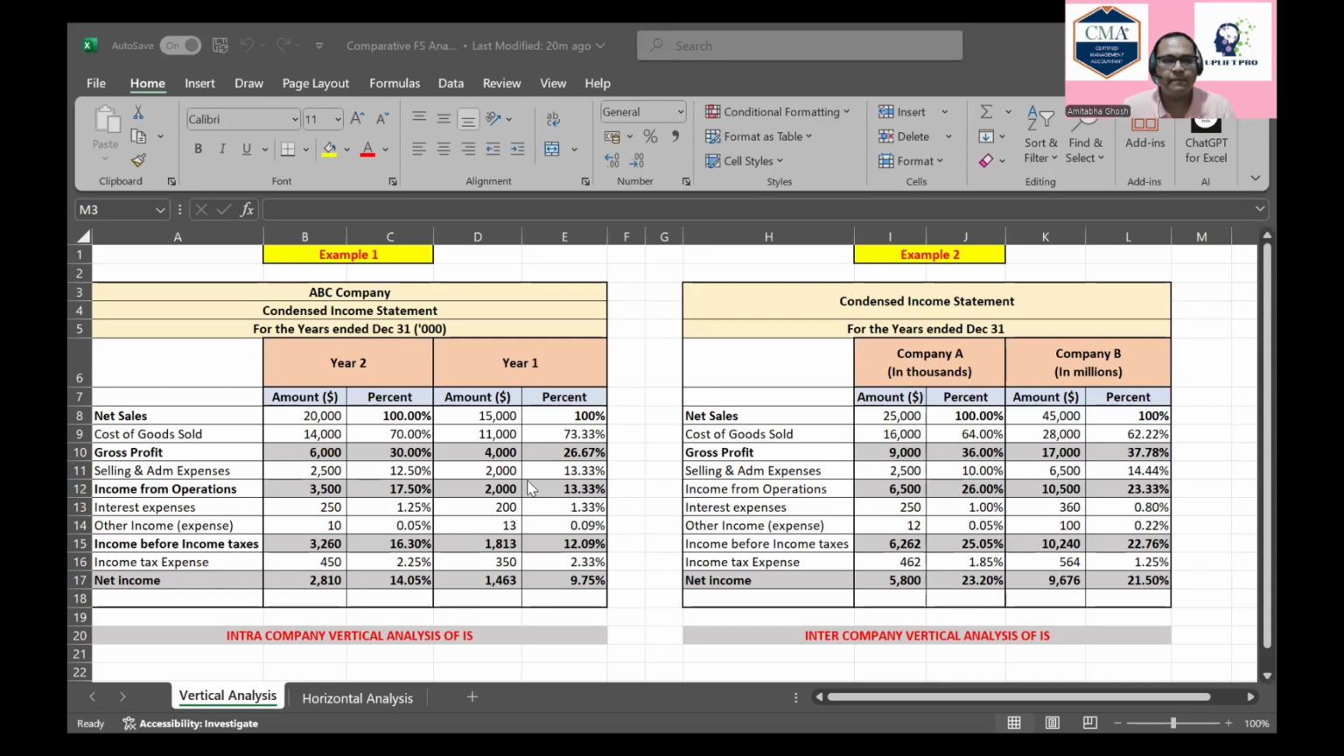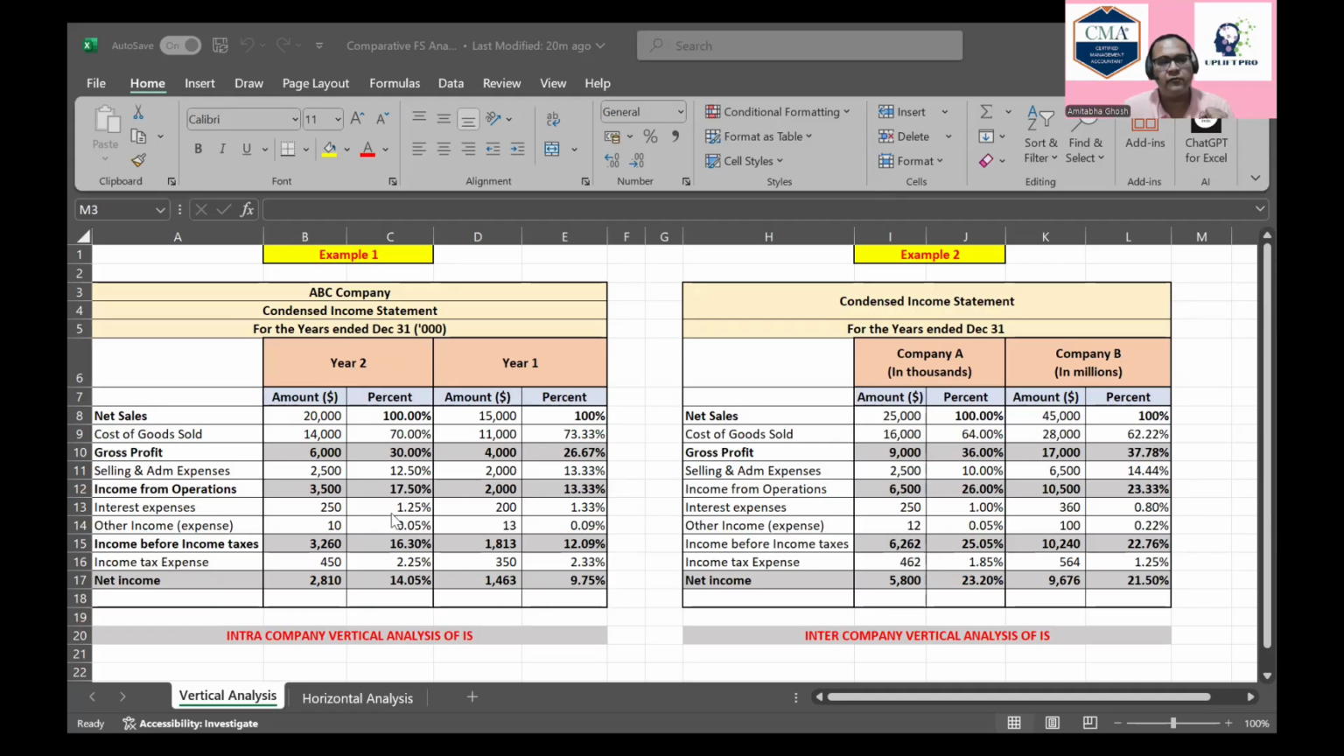Right, so if you see the Excel, there are two examples I have taken, example 1 and example 2 for vertical analysis. Now if we refer to example 1, it is an income statement, right? And we have data for 2 years, year 2 and year 1.